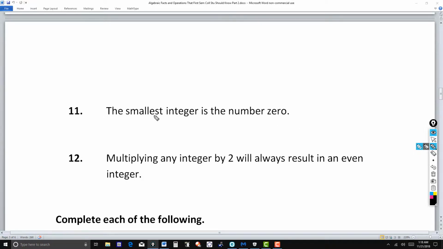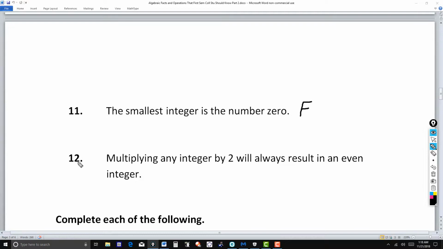The smallest integer is the number 0. And of course the integers are 0, 1, 2, 3, 4, and so on. -1, -2, -3, -4, and so on. So there is no smallest integer. So that's false.